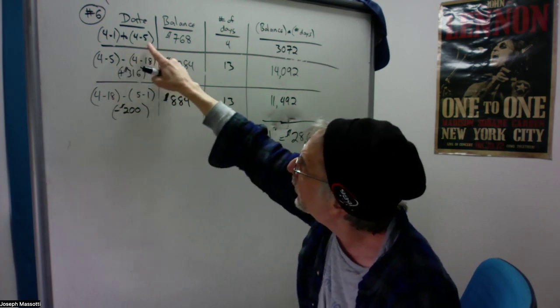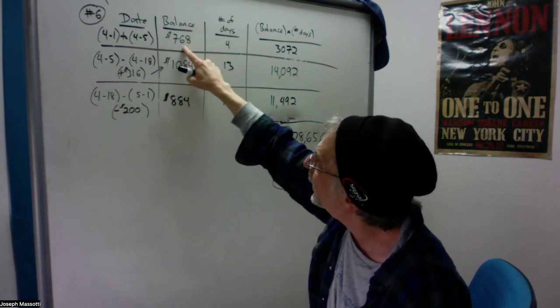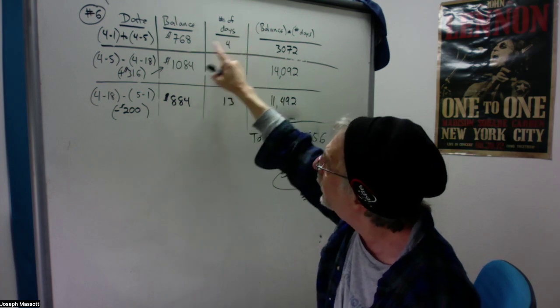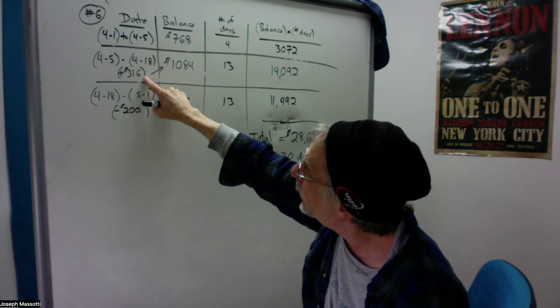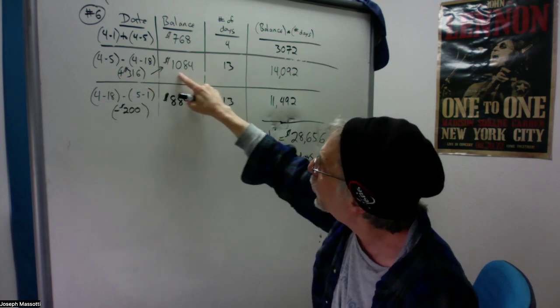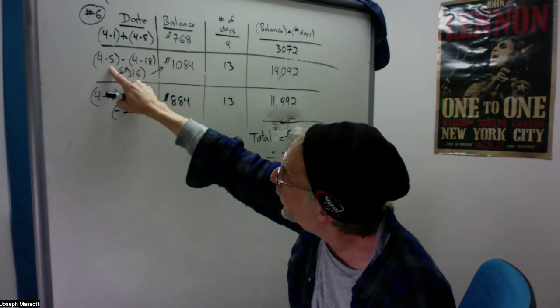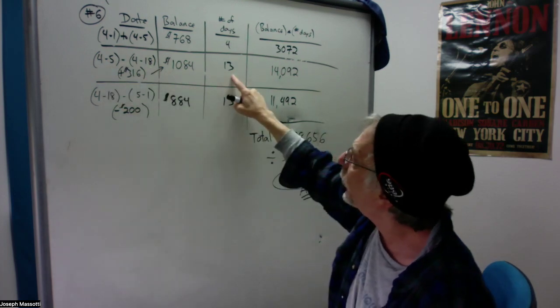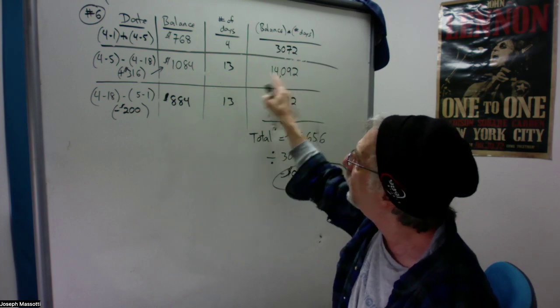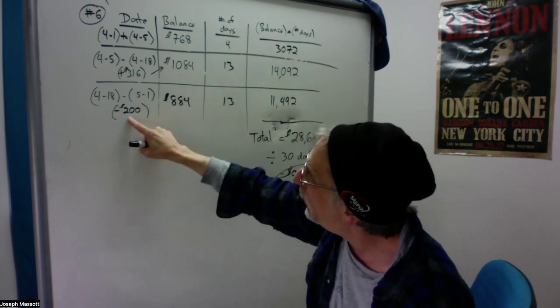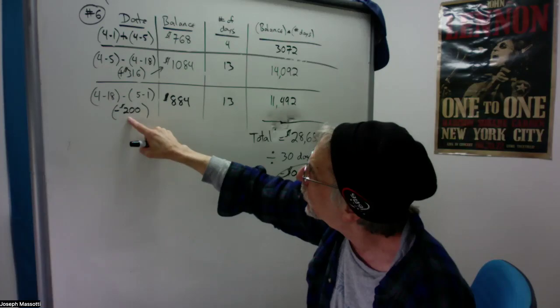So from the 1st to the 5th, the balance was $768 for 4 days. On the 5th, a purchase of $316 was made. So now the balance went up to this amount between the 5th and the 18th, or 13 days. We multiply these two numbers together. And then on the 18th, a payment of $200 was made.